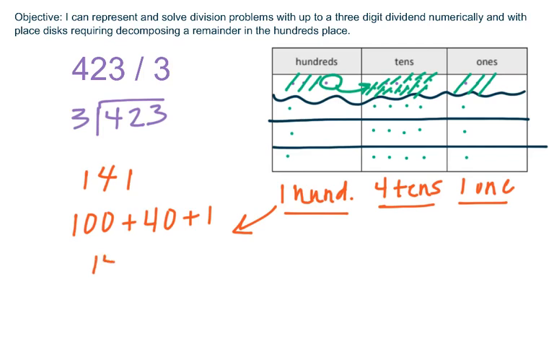Let's check our answer just to be sure. 141 times 3. 3 times 1 is 3. 4 times 3 is 12, carry the 10 over. 3 times 1 is 3, plus 1 is 4. So we checked out perfectly with 423 being our original dividend, the number that we had under our division bracket.